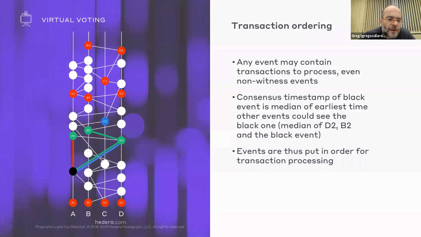So how do we now order transactions? We've ignored the white events so far. They contain transactions which need to be put into order.